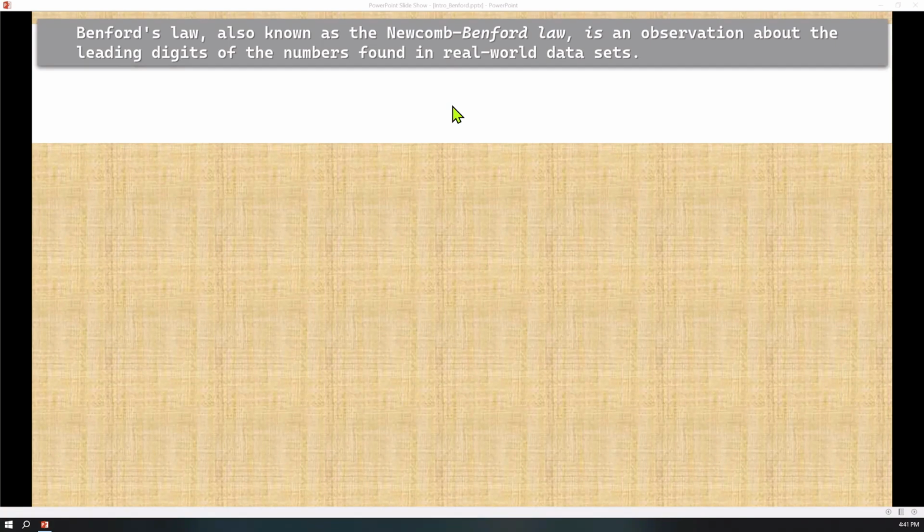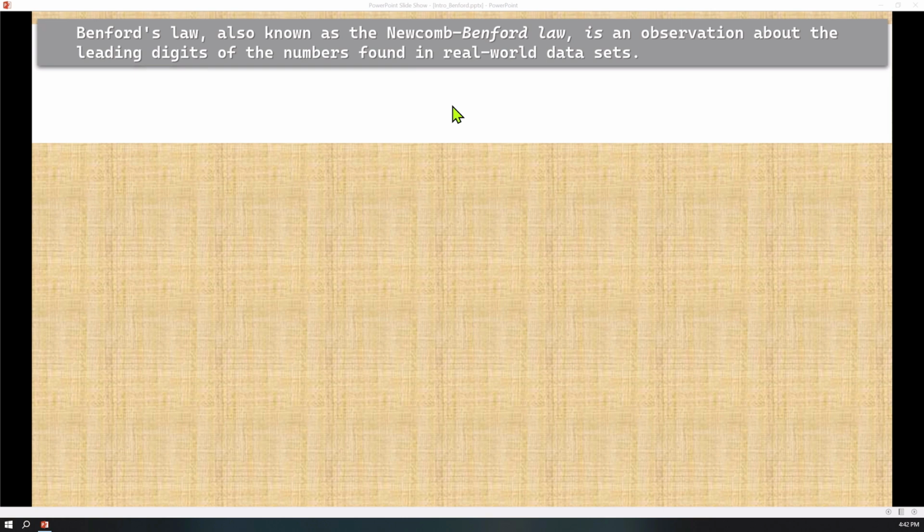Today we'll discuss Benford's law. What is Benford's law? As you can see on the screen, Benford's law, also known as the Newcomb-Benford law, is an observation about the leading digits of the numbers found in real-world datasets. It is also known as the first digit law. It is a statistical principle that states that in most real-world datasets, the leading digit, which is the leftmost non-zero digit, is likely to be a small number.